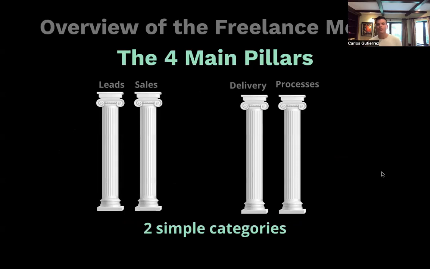Now, the four main pillars of your freelance business model. We have two very simple categories, okay? So we're gonna divide the business into front end, everything that's cash flow, an influx of oxygen, influx of money, and the back end, the delivery, actually making a client actually happy with what we promise we're going to deliver. So two main categories, right? Front end and the back end.